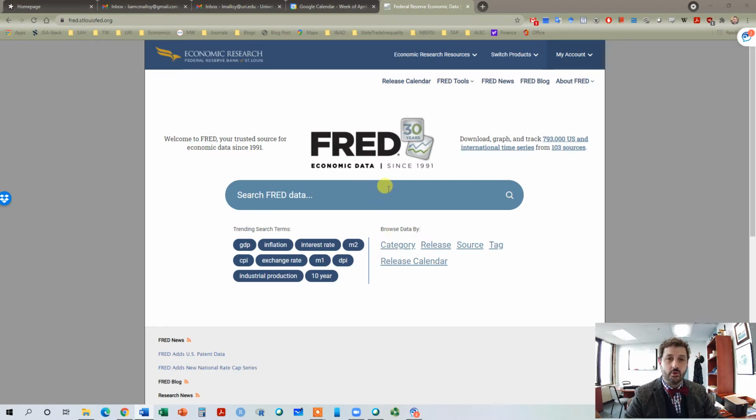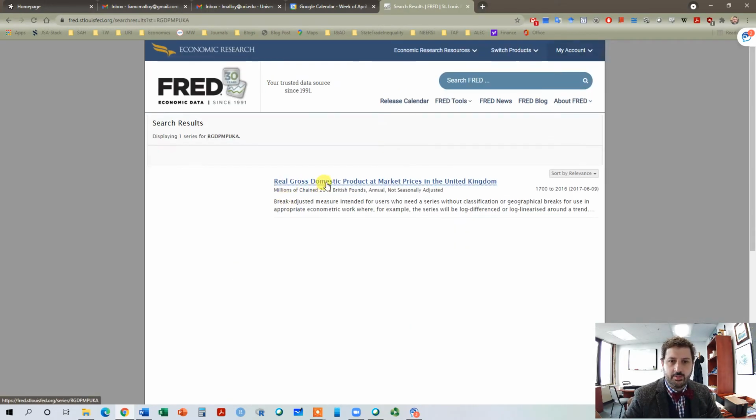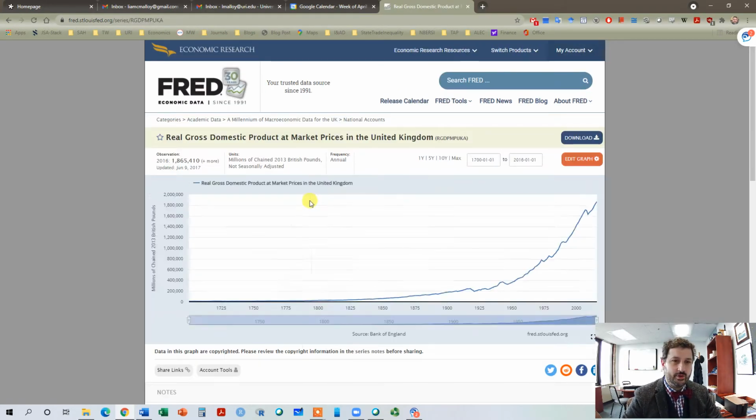So in order to start out, we're going to go to FRED and put in the GDP for the UK that goes back all the way to 1700. And just keep in mind that whenever data goes back into the 19th century and beyond, take it with a grain of salt. It's obviously taken a lot of hard work by economic historians to put this together, but we didn't have the same type of surveys back then and measuring tools.